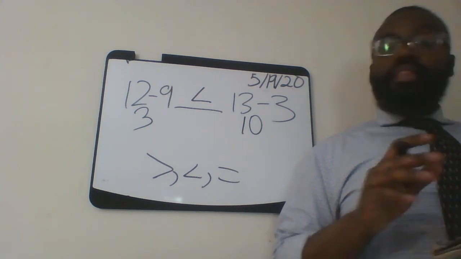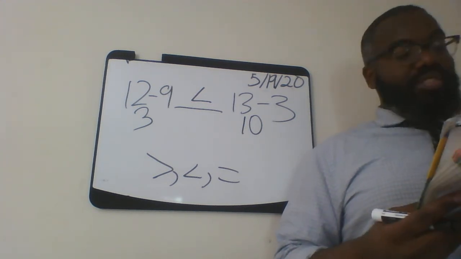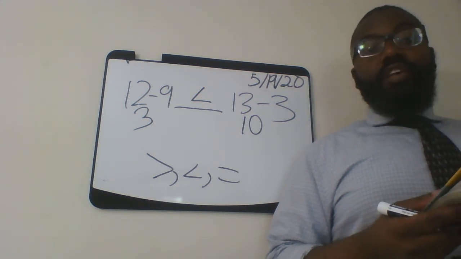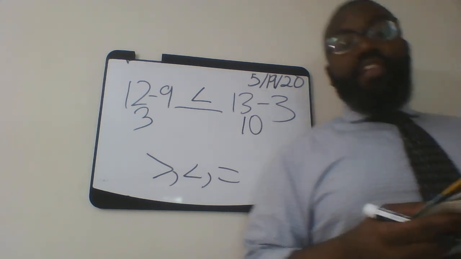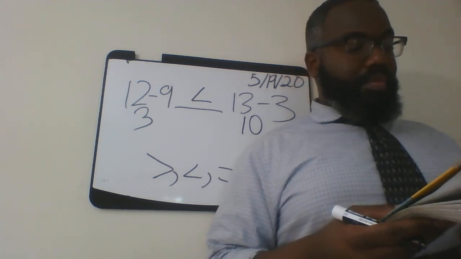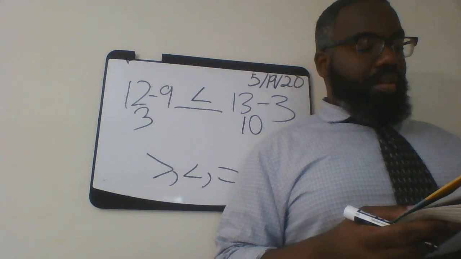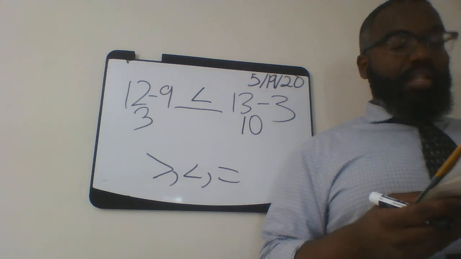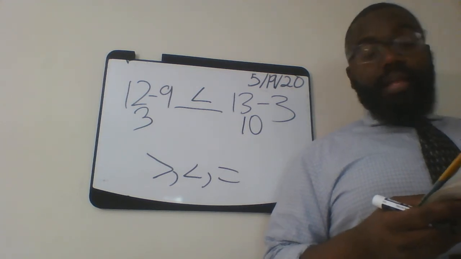Number 5 says write the answers to the combinations that your teacher says. Let's begin with letter A. Letter A, 5 plus 7. Letter B, 12 minus 8.